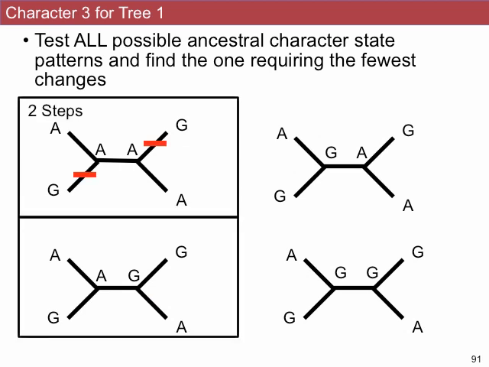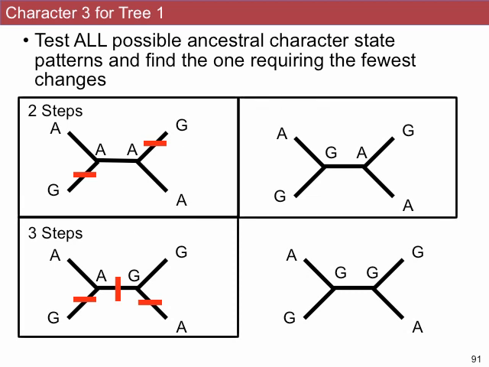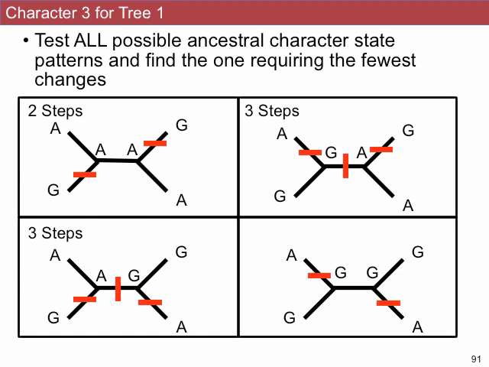And then for character 3, it's the Lady Gaga character. That probably was on purpose in my head, but we're going to go through the same exercise again. So again, I've put the character states on the tip of the tree. We're going to go to tree 1 and now test all the possible ancestral character state reconstructions. There are only 2 character states. This time they're G and A instead of C and T. So we have to hypothesize the ancestral character states are either G or A. There are 4 possible patterns again: AA, AG, GA, and GG.